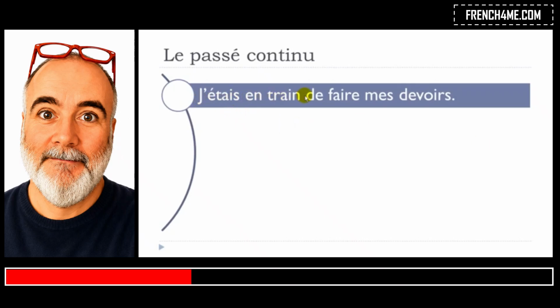J'étais en train de faire mes devoirs. So as you can see, the only thing that will change in this structure is être, okay? Because in that case, you should put it at the imparfait form. J'étais en train de faire mes devoirs.